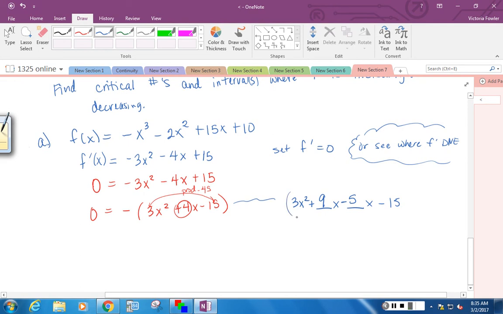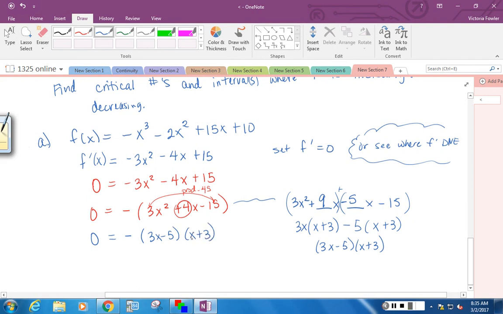I could group this term, and I can group this term. I factor out the common factors. And so this would factor, and perhaps I could have done this by guess and check, but it doesn't hurt to show this method. So I would factor this quadratic into the quantities 3x minus 5 and x plus 3.